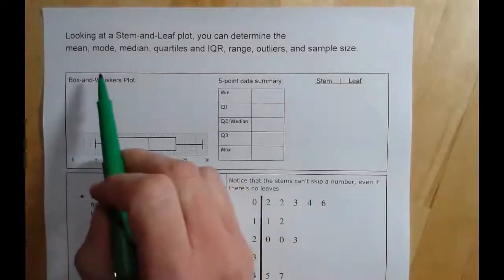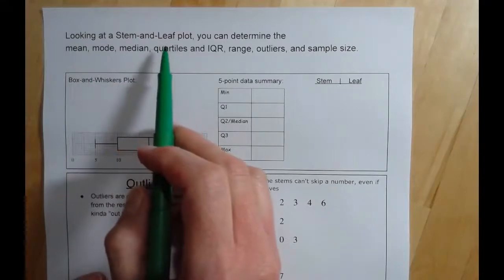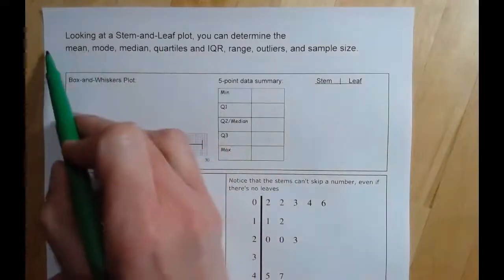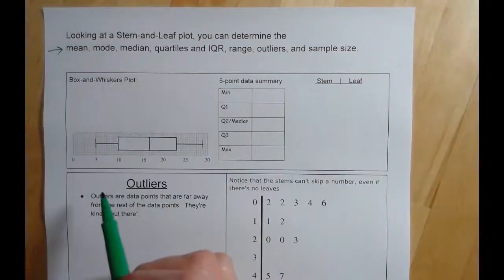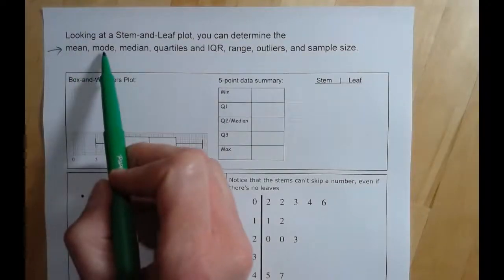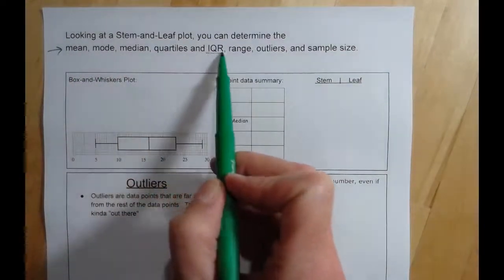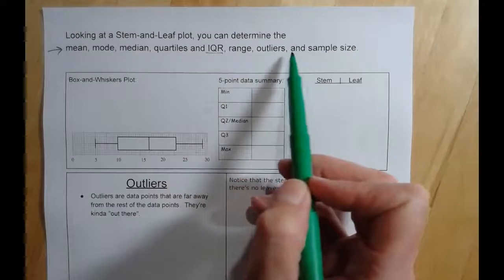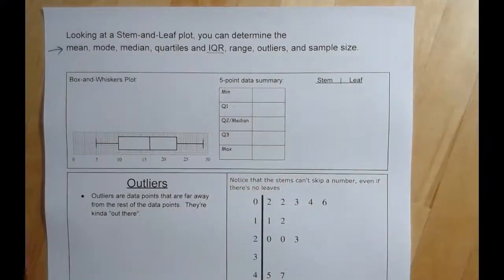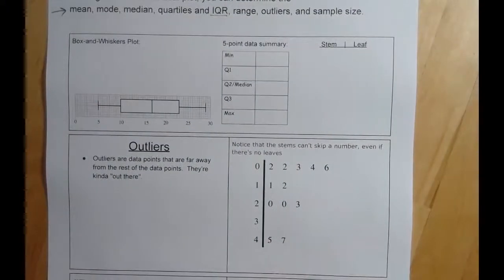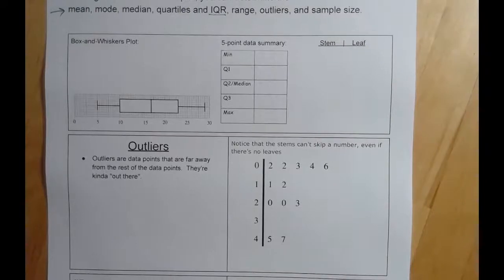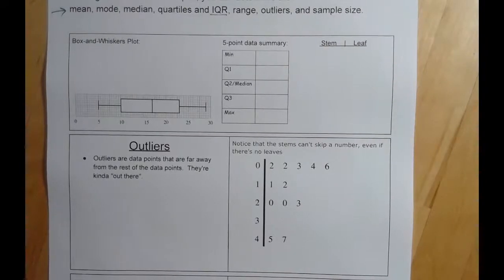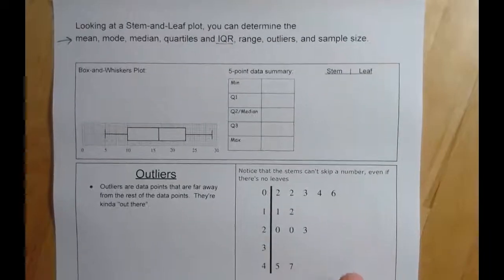This makes the point that by looking at a stem and leaf plot, you can determine all of these important things that we've been talking about before. You can determine the mean, the mode, the median, the quartiles, the interquartile range, the total range, the outliers, and the sample size. We will talk about that down here in just a moment. Actually, let's talk about that down here right now.